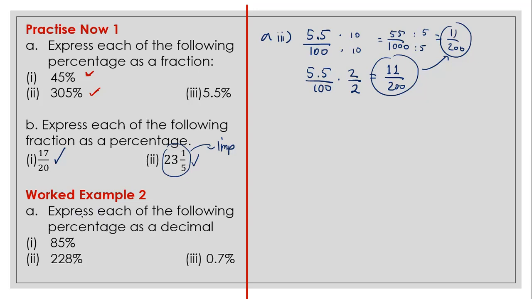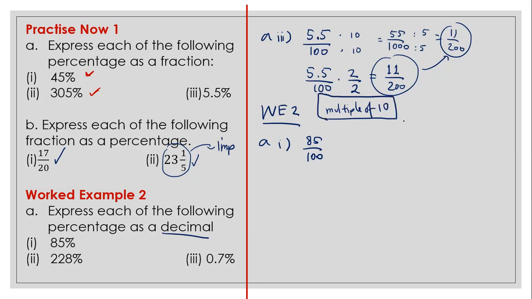Okay, now work example 2. I have to discuss this all with you. Express each of the following percentages as decimals. Part 1, 85 over 100. Again, from percentage to fraction first, and then you change into decimals. Now this is the easy part. Make sure that the multiple of 10 belongs to the denominator.